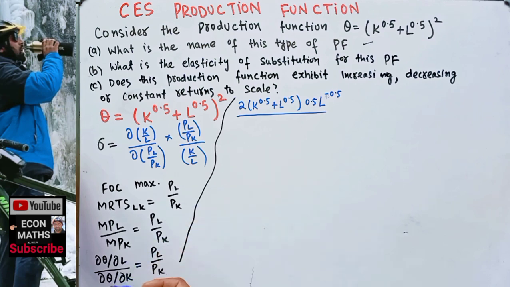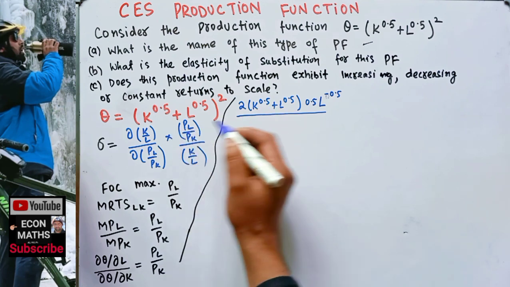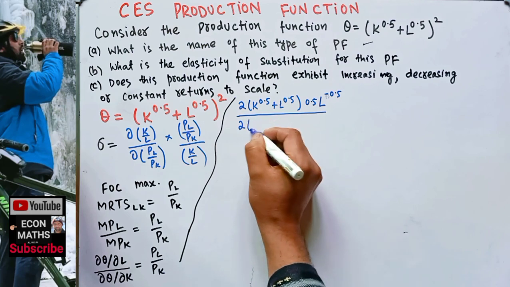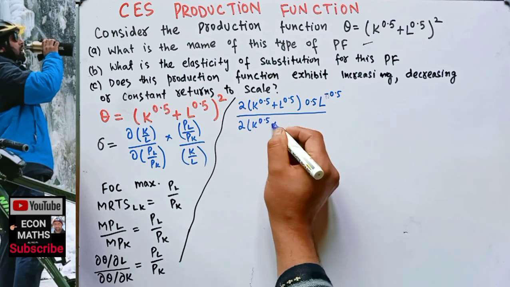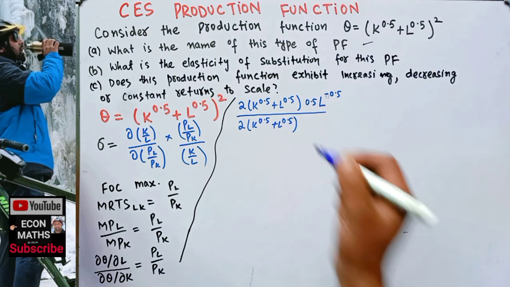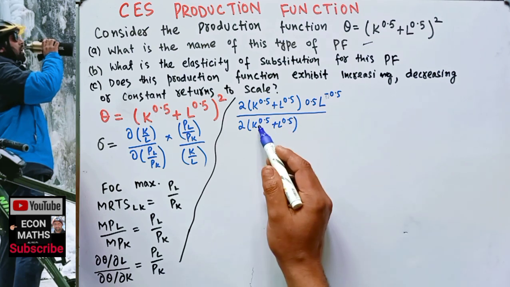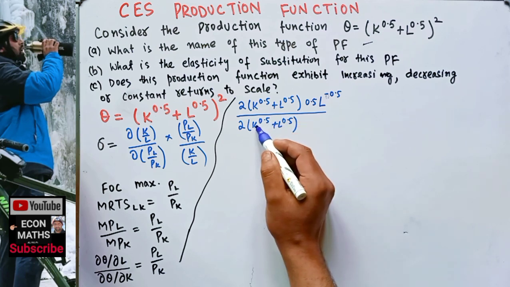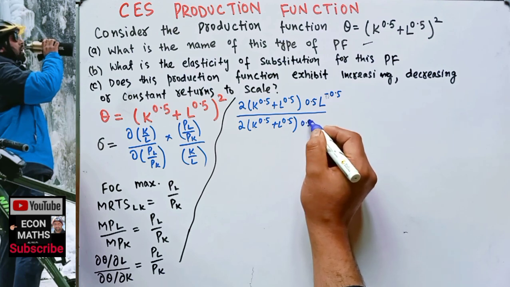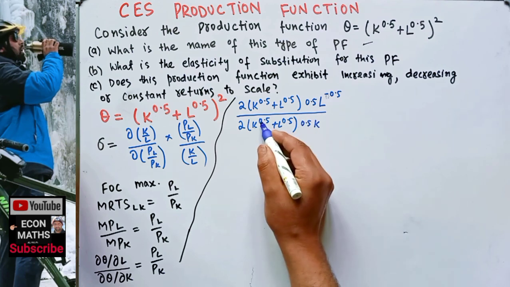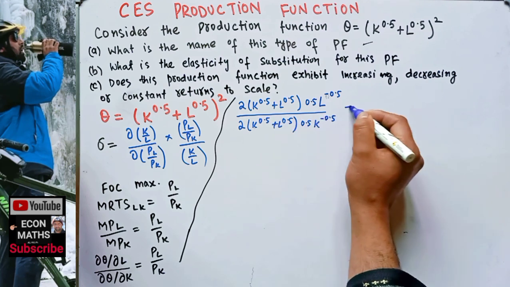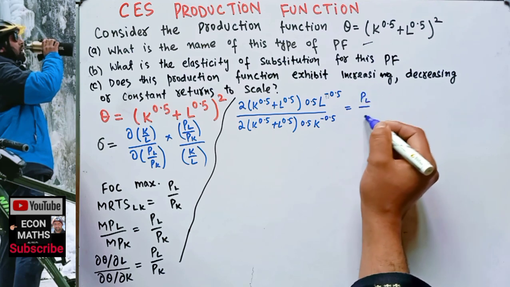Symmetrically, the derivative of production function with respect to capital will give us MPK. Simple thing. This time again we apply the power function rule, so we have K to the power 0.5 plus L to the power 0.5. Then we apply the chain rule, so we multiply it with the derivative of K, which is in the parentheses. So derivative of K to the power 0.5 will be 0.5 K raised to the power 0.5 minus 1, that is minus 0.5. It should be equal to the ratio of the prices, that's price of labor upon price of capital.